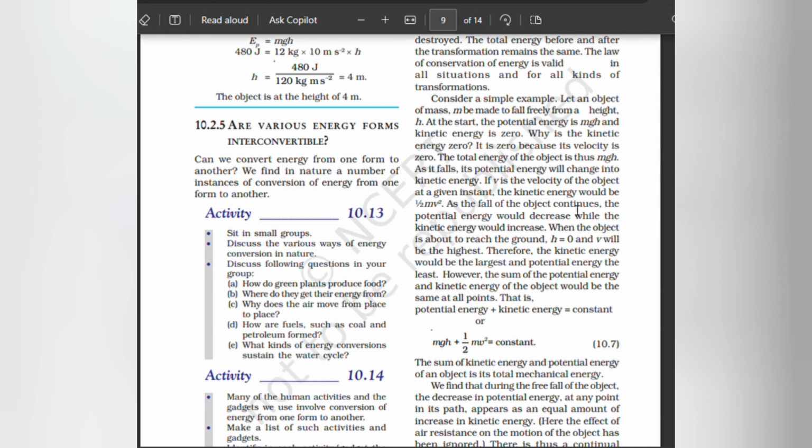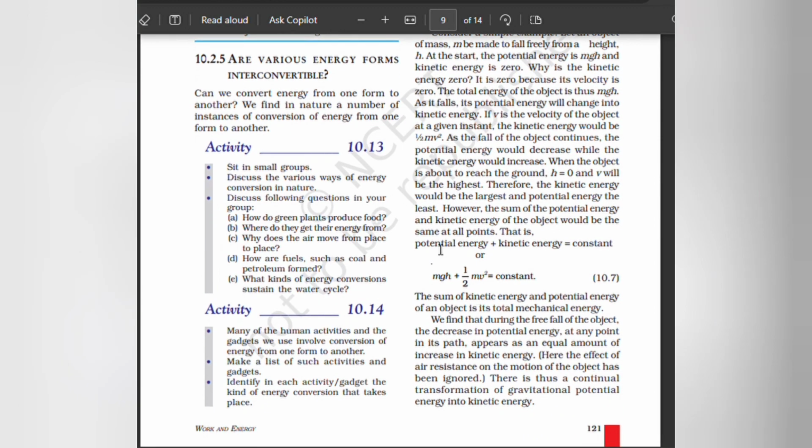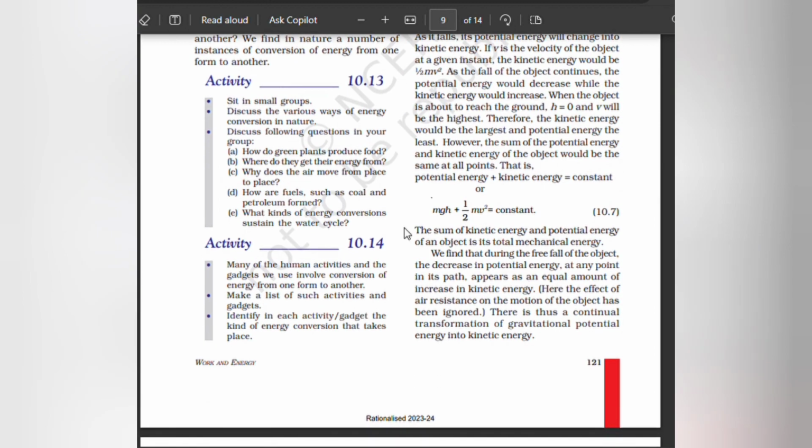As the fall of the object continues, the potential energy would decrease while the kinetic energy would increase. When the object is about to reach the ground, h is equal to 0 and v will be the highest. Therefore, the kinetic energy would be the largest and the potential energy will be the least. However, the sum of the potential energy and kinetic energy of the object would be the same at all points. That is, potential energy plus kinetic energy is equal to a constant, or mgh plus half mv squared is equal to a constant. The sum of the kinetic energy and potential energy of an object is its total mechanical energy.